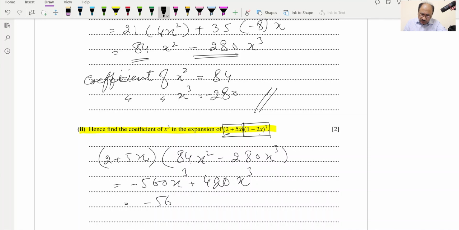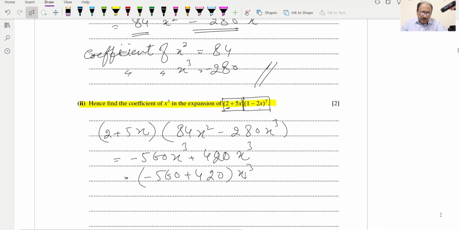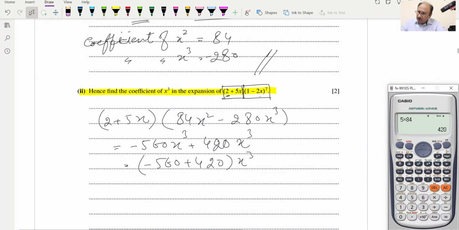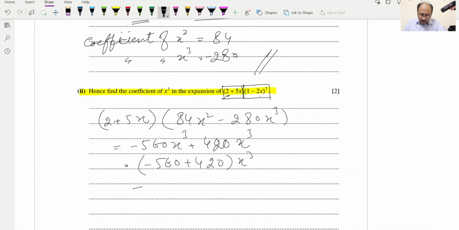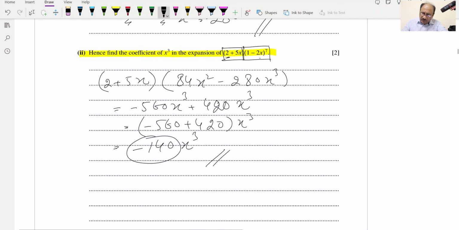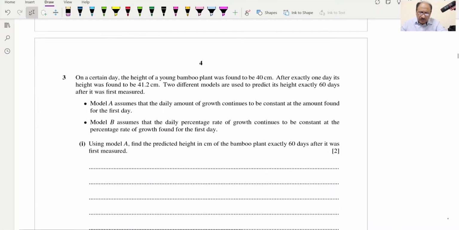So minus 560 plus 420, and inside will be x cubed, and this will be equal to minus 140. So minus 140 x cubed, this will be our final answer, and minus 140 will be the coefficient of x cubed. So we can write minus 140 as the final answer.